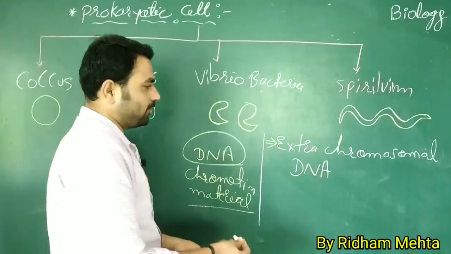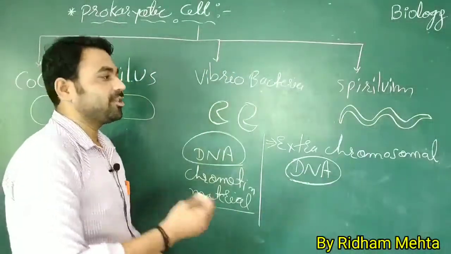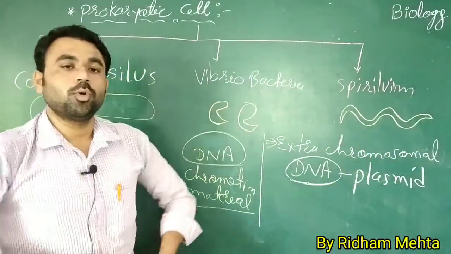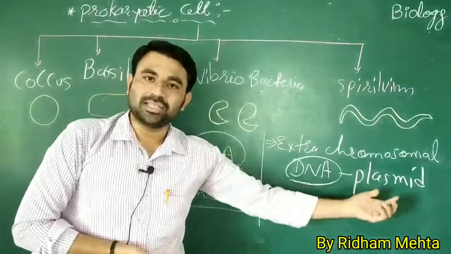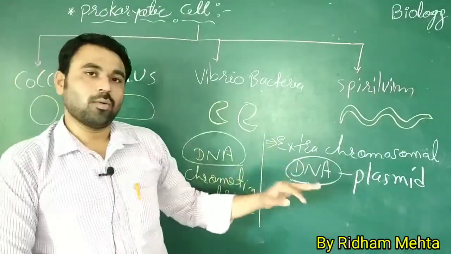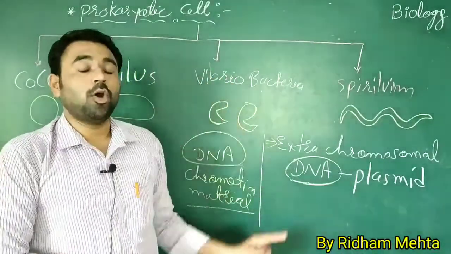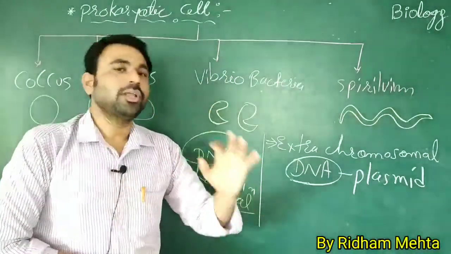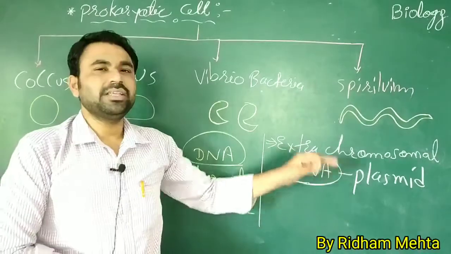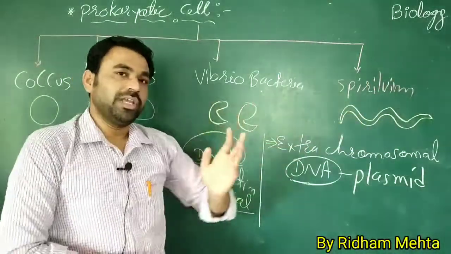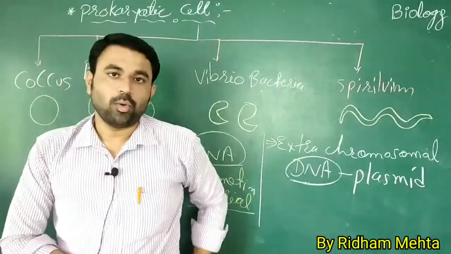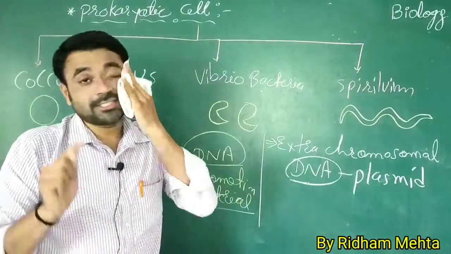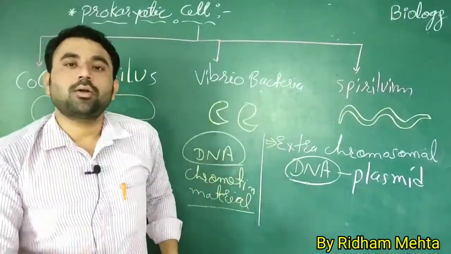So first of all, extra chromosomal DNA is called plasmid. Plasmid is the extra chromosomal DNA which does not take part in any regulation or any metabolic processes. It helps in recombinant DNA technology, which we will study in the 12th standard. Presently you only need to be aware of the plasmid. What is plasmid? Plasmid is just an extra chromosomal DNA.